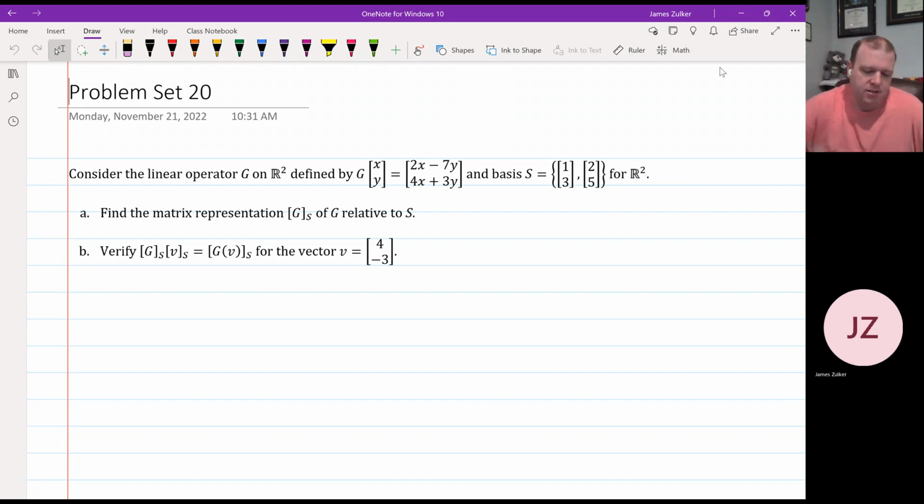We begin by considering the linear operator on R2 given and the basis S. We are going to find the matrix representation of G relative to S, and then verify that that matrix times the coordinate vector for V with respect to S is equal to the coordinate vector of G of V, for the given vector.